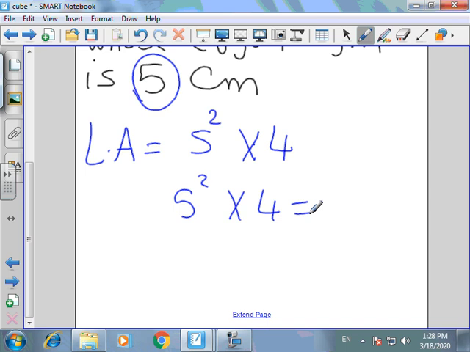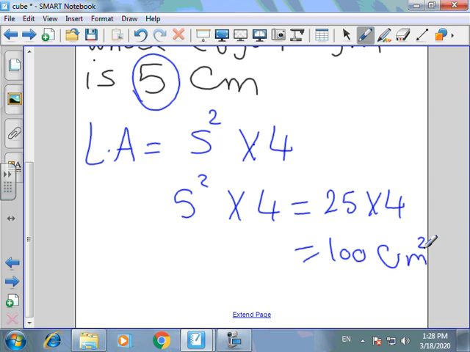5 to the power 2 equals, excellent, 25, times 4, which equals 100 centimeters squared. Why squared? Because it is an area. And don't forget, please, the units. So now we got the lateral surface area.